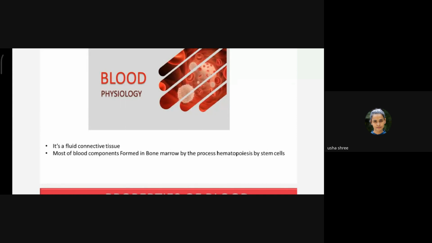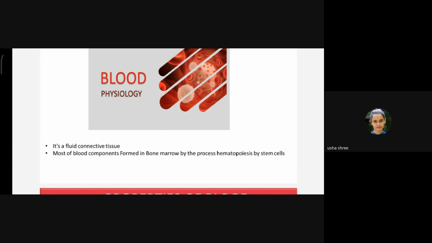Which type of connective tissue? Fluid connective tissue. It is connecting the whole body, right? So blood is a fluid connective tissue and it is a very important question. Most blood components are formed in bone marrow by the process of hematopoiesis by stem cells. In these two lines only we have got so many questions. Which type of tissue is blood? It is a fluid connective tissue.